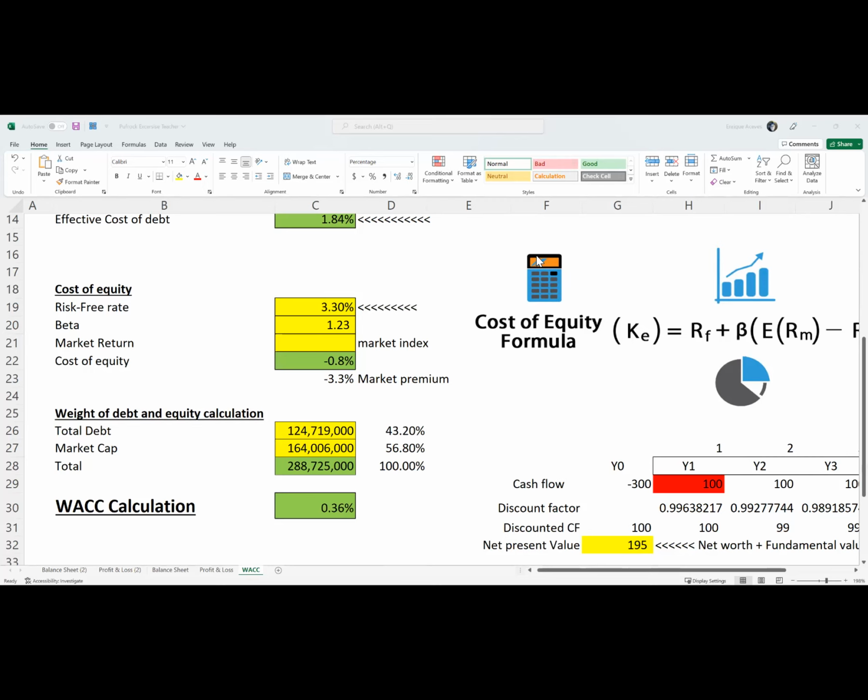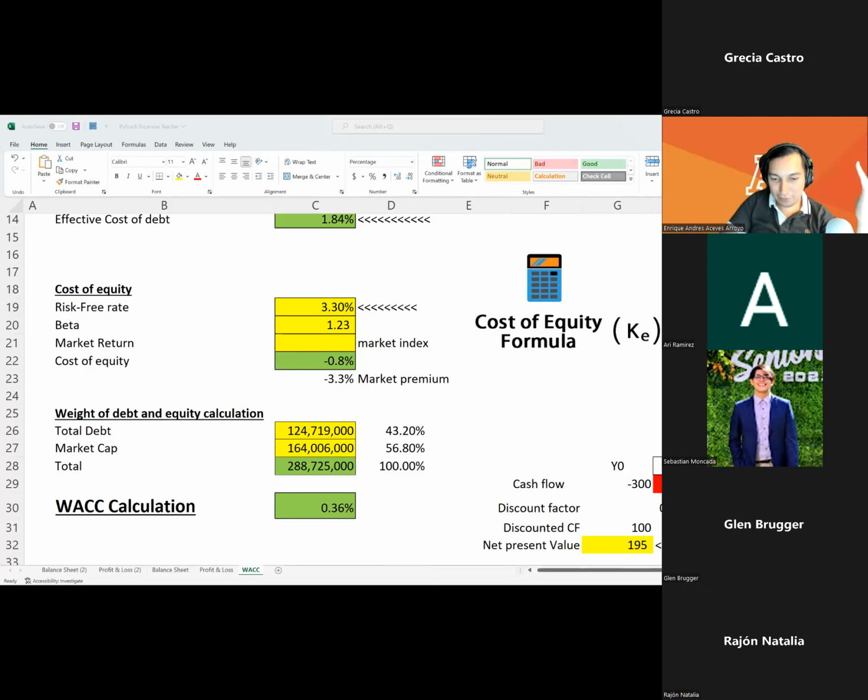In Yahoo Finance, you have finance, home, watch list, my portfolio, cryptocurrencies. Teacher, is market return the same as market cap? I don't know. Remember, terminologies always change. I can tell you yes, okay, but I'm not sure.